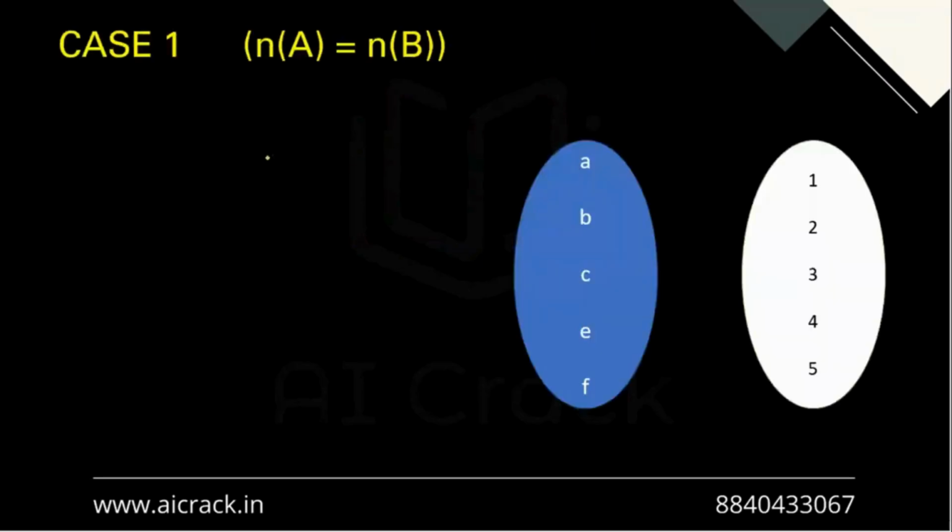So let's take case one. We'll be finding out 5 things for every case: the total number of functions, the total number of onto and into functions, and the total number of one-one and many-one functions. Let's try to find it out. The first case over here is n(A) equals n(B). So we have 5 elements over here. This is set A and this is set B, and n(A) equals n(B) equals 5. Now let's try to understand the total number of functions.